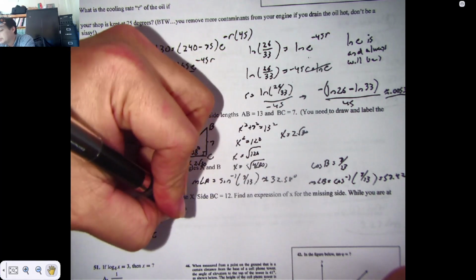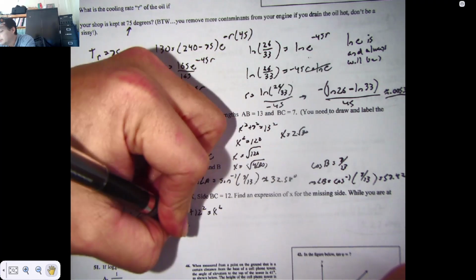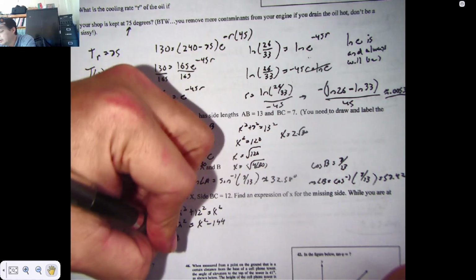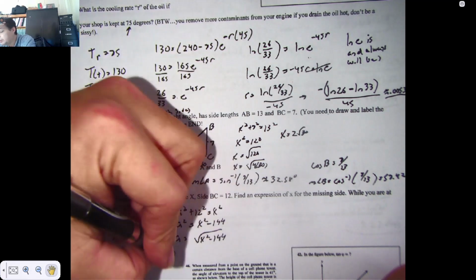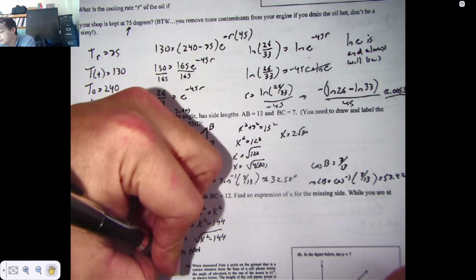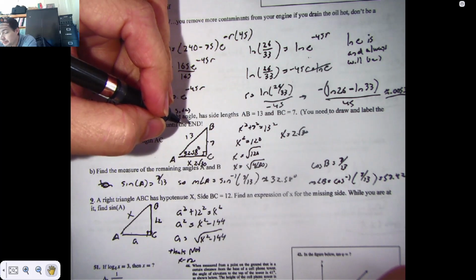So little a squared plus 12 squared must equal X squared. That's 144. A squared is X squared minus 144. A would have to be the root of X squared minus 144. And don't be stupid. That's not x minus 12. Nothing you can do with that. It's done.